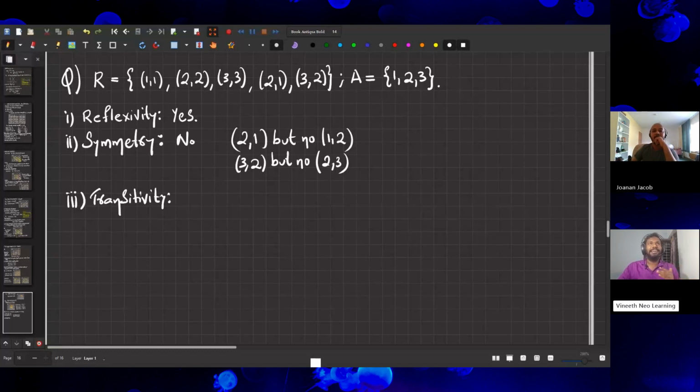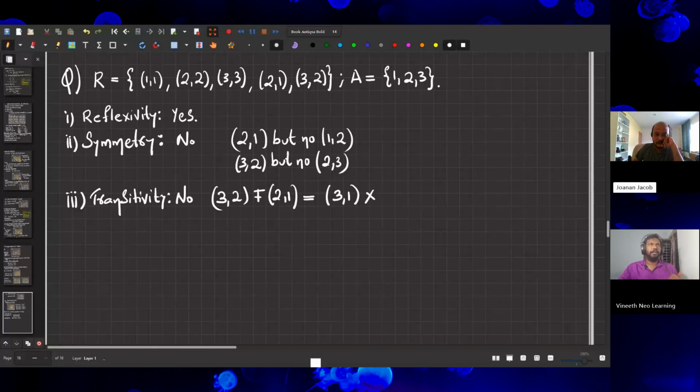But here (3,2) and (2,1) can be multiplied, and that should give (3,1). But (3,1) is not present. This transitive product is possible, but it is not present. Therefore, no transitivity. Okay, let's do another, important example.